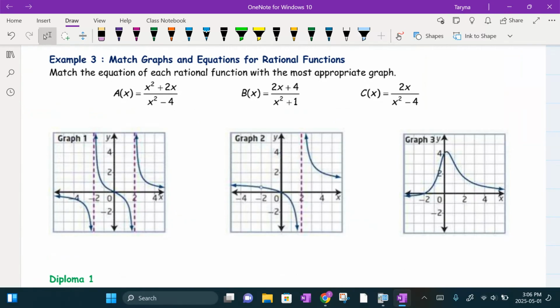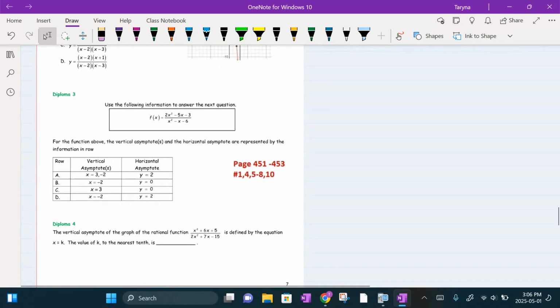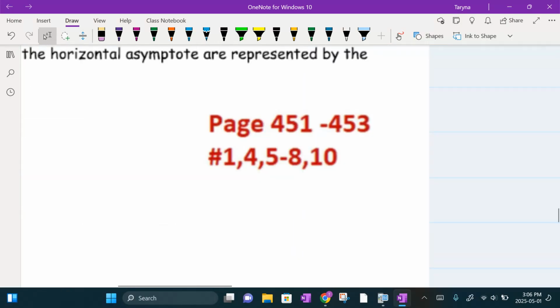So look at each one of them, write down your asymptotes or your point of discontinuity if there is one, and match it that way, and then you can use your calculator to confirm. But again, I don't expect you to know shape at all looking at that. Just if you know your asymptotes, logically you should be able to fit which graph should go with which. And then there's some diploma questions you can try, and then these are good textbook questions.